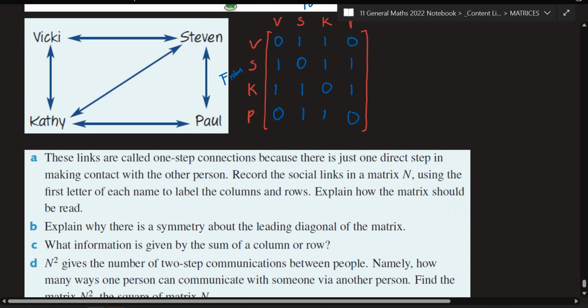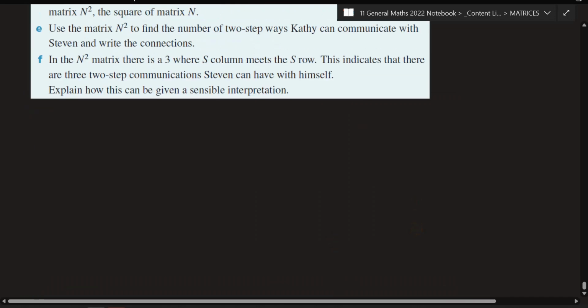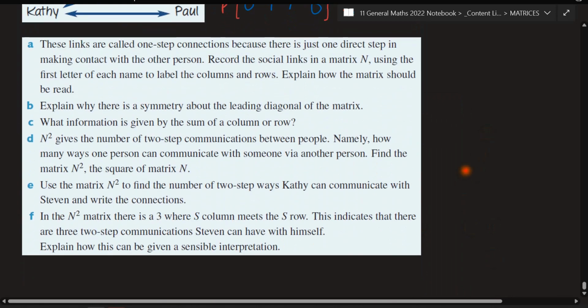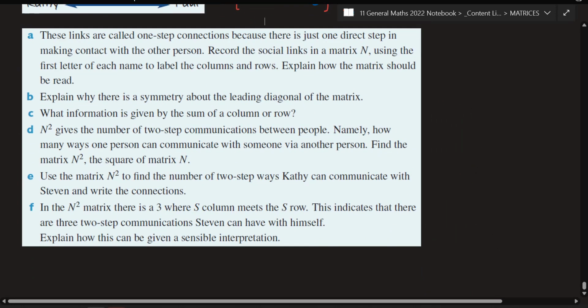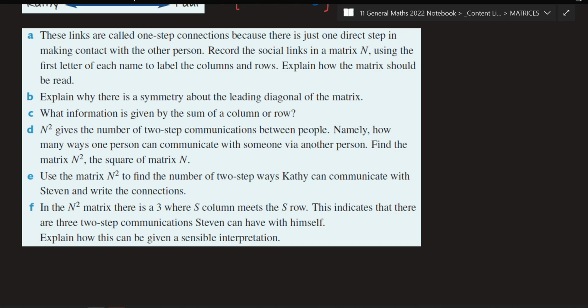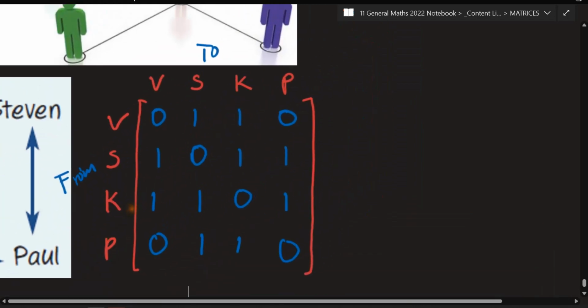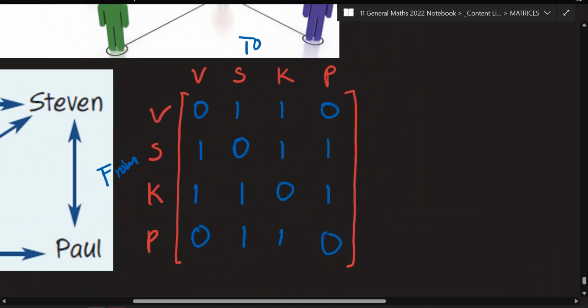All right, cool. So now this is the important stuff that we need to get to. You guys seem to understand how to read these, which is great. Now part D says here n squared gives the number of two-step communications between people, namely the number of ways one person can communicate with another via another person. Find the matrix n squared for the matrix n. So what this is saying is this matrix here represents all of the one-step communications. How about the two-step communications? How do we represent that?